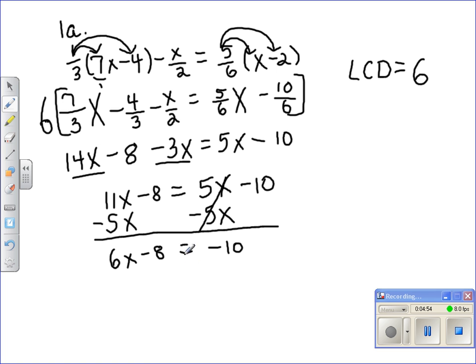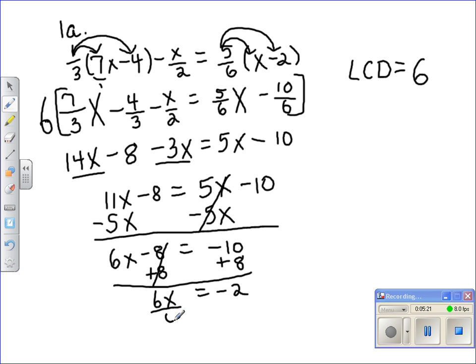Again, remember, our goal here is to solve for x, so I need to move the 6 away and the 8 away. Of course, I move the 8 first, using the opposite operation, so I'm going to add it over to the other side. And now on the right-hand side, negative 10 plus 8 gives me negative 2. The negative 8 and the positive 8, of course, cancel each other out, and I'm left with 6x. Almost the last step here.